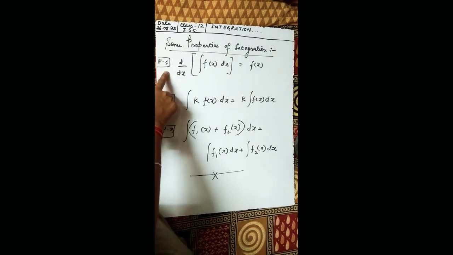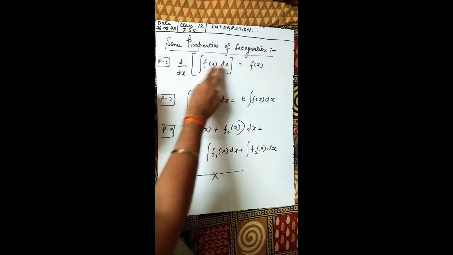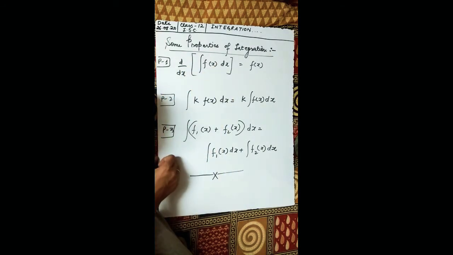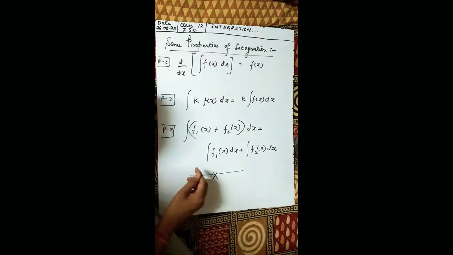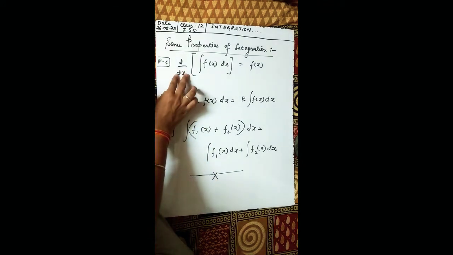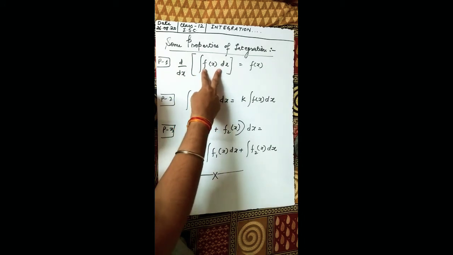The first property says d/dx of the integral of f(x) dx. As I explained in the previous video, differentiation and integration are inverse operators. So they cancel each other, and whatever function we have will be our final answer.